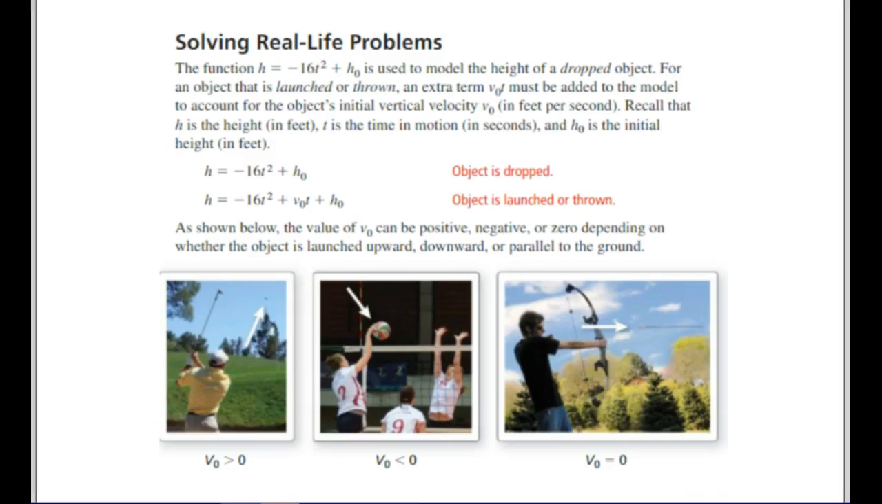Okay, so now we're looking at these real life problems. We've looked at when we've dropped objects before. Now we're going to be looking at when we launch or throw objects. And the big difference here is I'm still using this -16t squared. I still have my initial height, but here's where it changes. I have a change in velocity. So I have to include that initial velocity, which is in feet per second. And just remember that we can have a positive velocity that's going up, we can have negative velocity that's going down, or our velocity can be constant. So we're going to look at some examples with this.